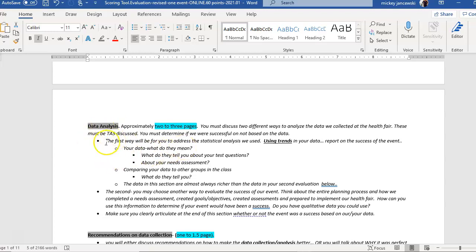For data analysis, you're going to talk about it in 2 different ways. The first way, everybody's using the same data analysis tool, and we're looking at chi-square. When we meet this week, we'll talk about trends in your data and how to read your data to determine whether or not your event was a success.